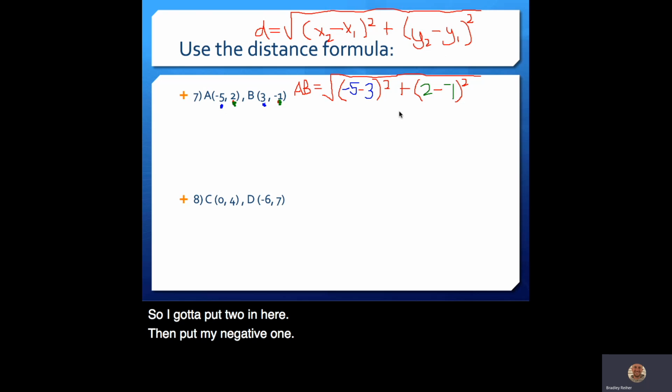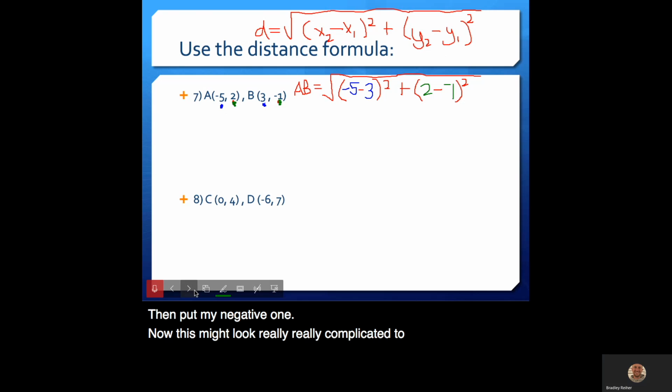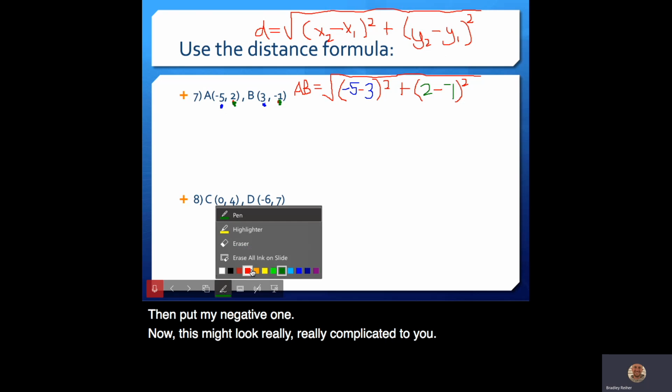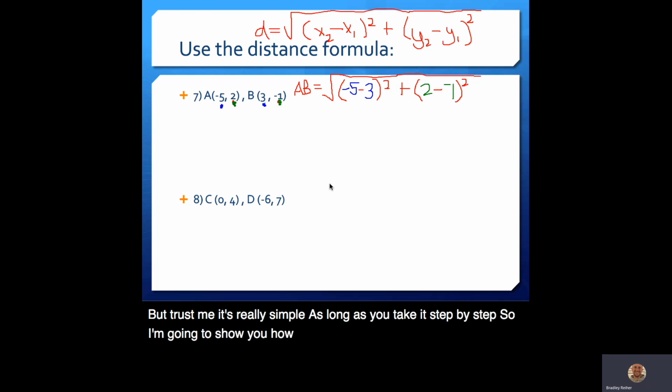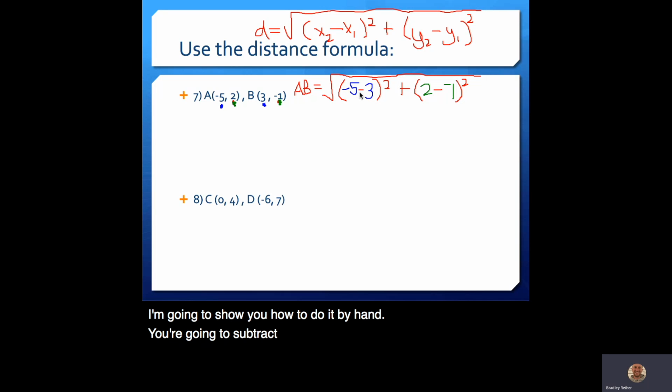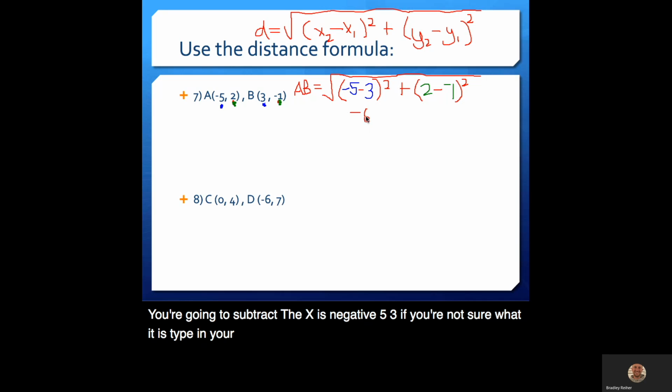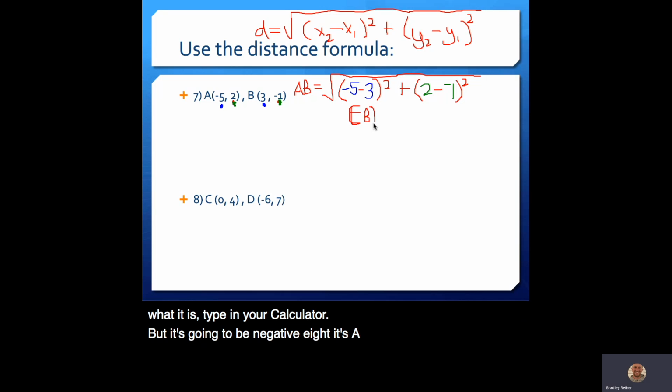Now this might look really, really complicated to you, but trust me, it's really simple as long as you take it step by step. So I'm going to show you how to do it by hand. You're going to subtract the x's. -5 minus 3. If you're not sure what it is, type it in your calculator. It's going to give you a -8. Oh, it's a parenthesis. And you need to square that.